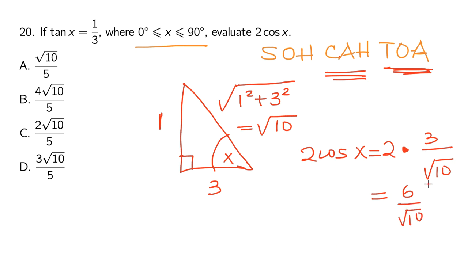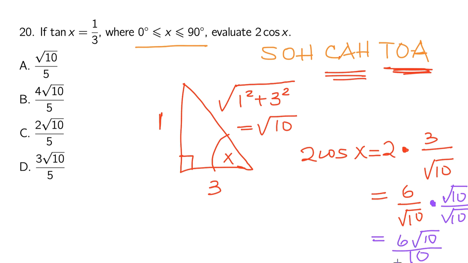Now we can rationalize by multiplying both the denominator and the numerator by square root of 10. So let's do that with a different color. Square root of 10 over square root of 10. Now 6 times square root of 10 is just 6 times square root of 10. But square root of 10 times square root of 10 is 10. So we have 6 times square root of 10 all over 10.